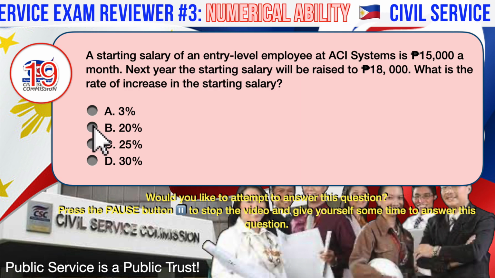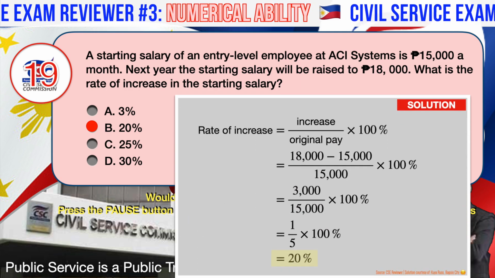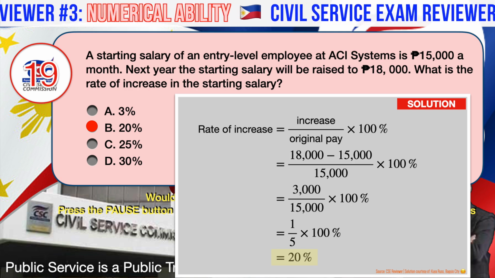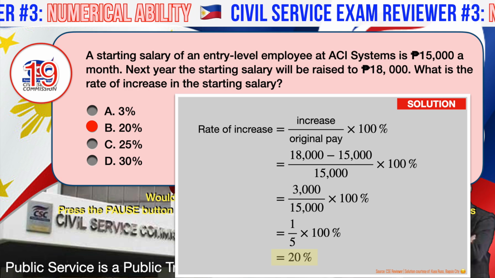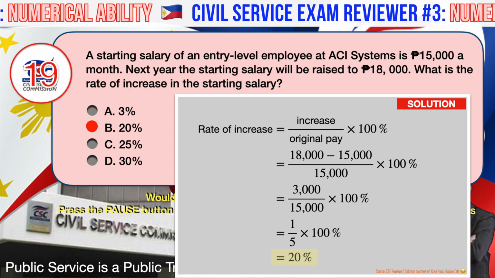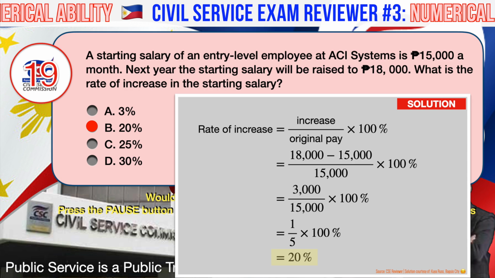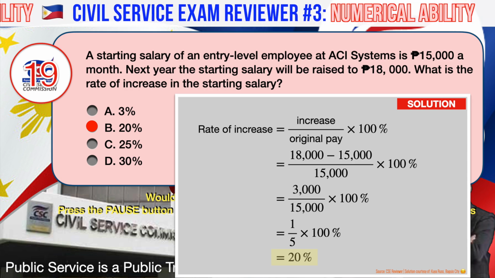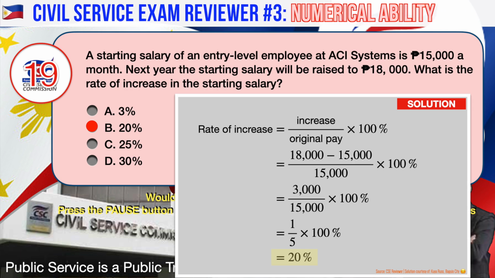The correct answer is B, 20%. To compute for the rate of increase, we divide the increase by the original pay and then multiply by 100%. The increase is, of course, the difference of the new or future salary, which is 18,000 pesos, and the current salary, which is 15,000 pesos. We should quickly arrive at 20% as the rate of increase.